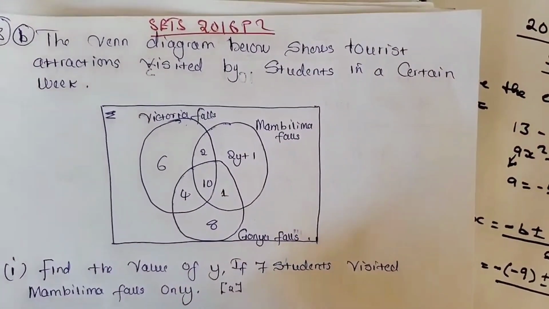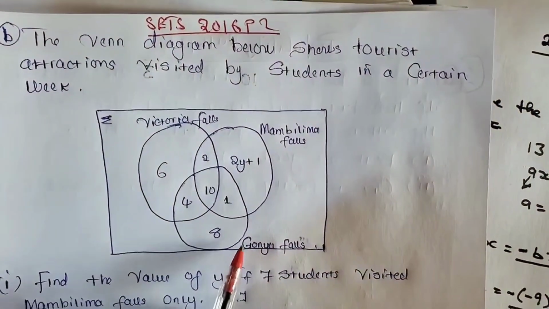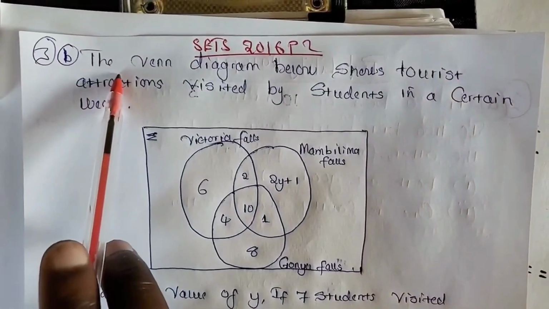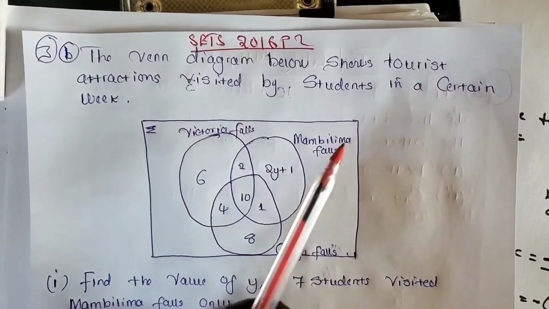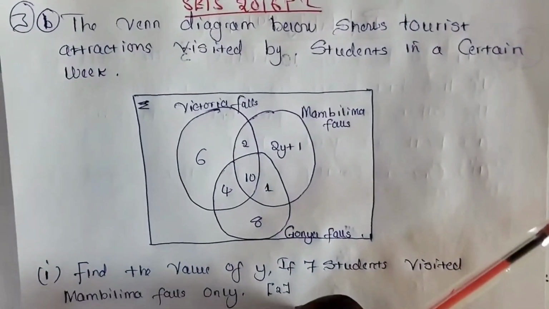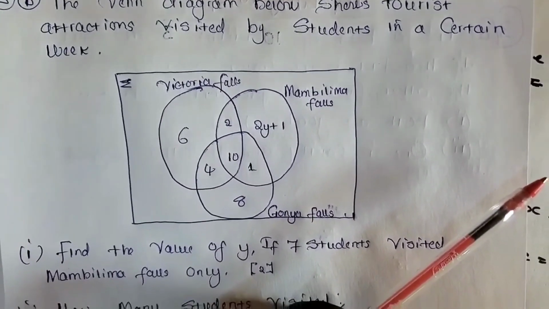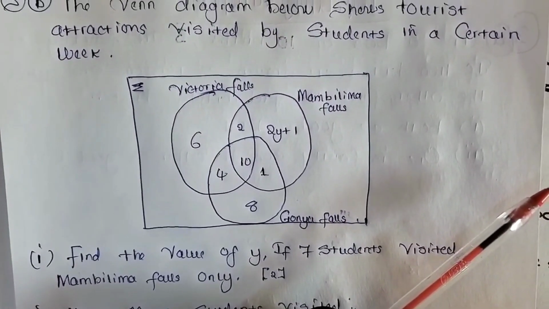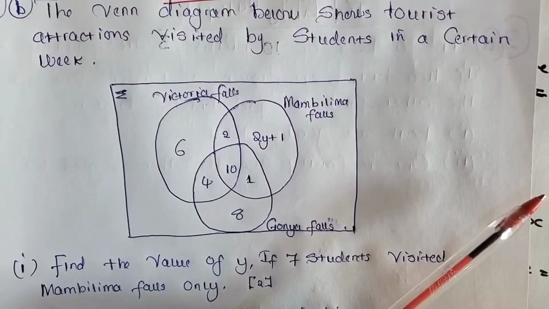This set has already had the Venn diagram illustrated, so we just have to go direct and solve. Let's read the statement. The Venn diagram below shows tourist attractions visited by students in a certain week: Victoria Falls, Mambilima Falls, and Gonia Falls. The first question says find the value of y if 7 students visited Mambilima Falls only.